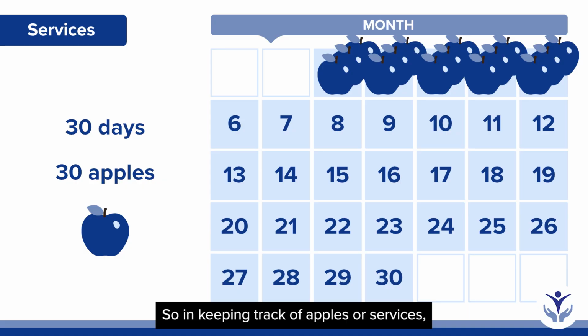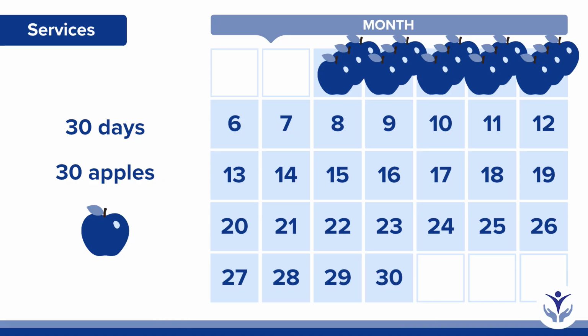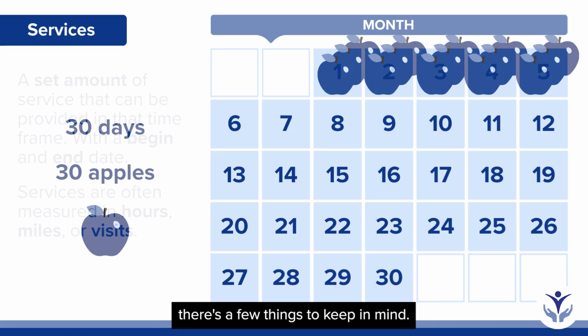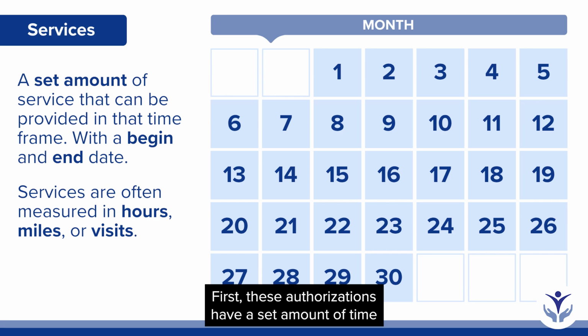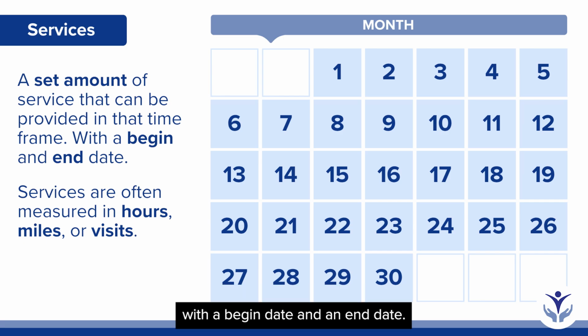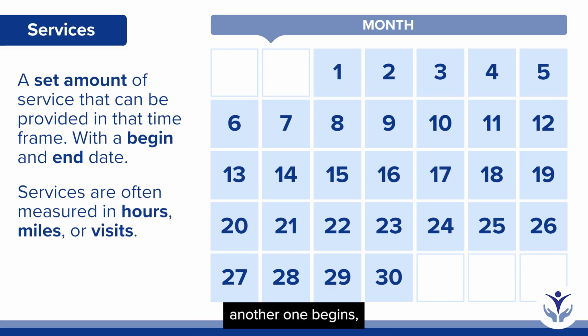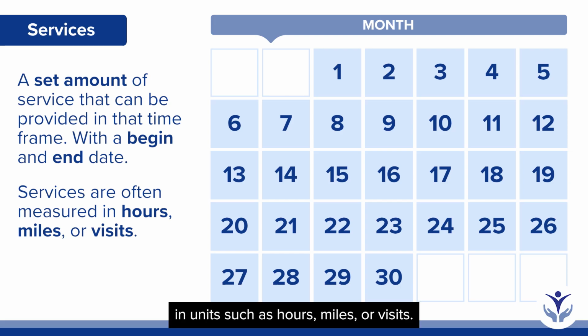So in keeping track of apples or services, there are a few things to keep in mind. First, these authorizations have a set amount of time with a begin date and an end date. When one authorization ends, another one begins, giving you that continuity of care. Second, services are measured in units such as hours, miles, or visits.